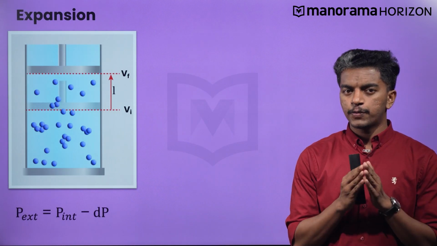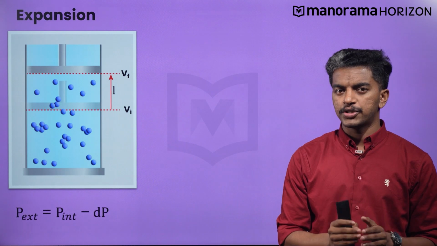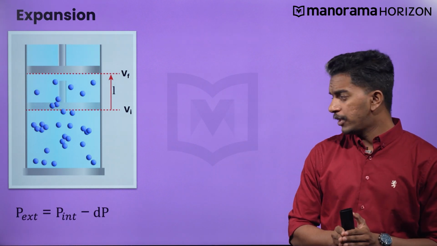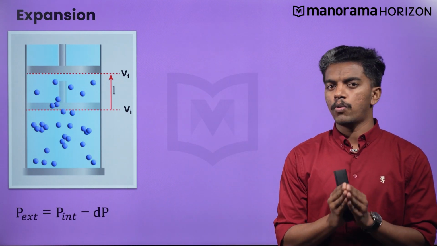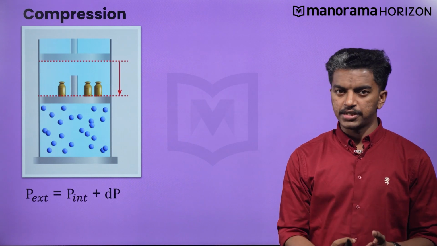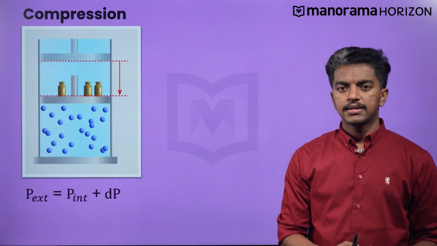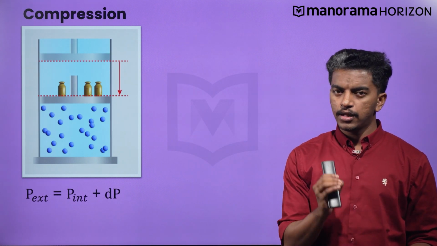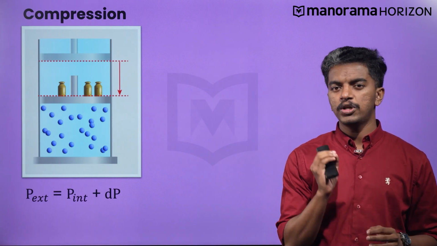Now consider the expansion of a gas. Here the external pressure is always less than the pressure of the system. Thus, P external at each stage will be equal to internal pressure minus dP, which is the infinitesimal small change in pressure. While during compression, external pressure is always greater than the pressure of the system. Thus, P external at each stage is equal to the sum of internal pressure P internal and dP, the infinitesimal small change in pressure.